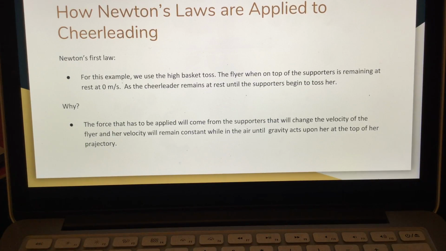And why is this? This is because the force that has to be applied will come from the supporters. That will change the velocity of the flyer, and then her velocity will remain constant while in the air until gravity acts upon it at the top of her trajectory. Because at the top of her trajectory, it tends to become 0 meters per second before gravity acts upon it, adding 9.81 meters per second onto her downward fall.